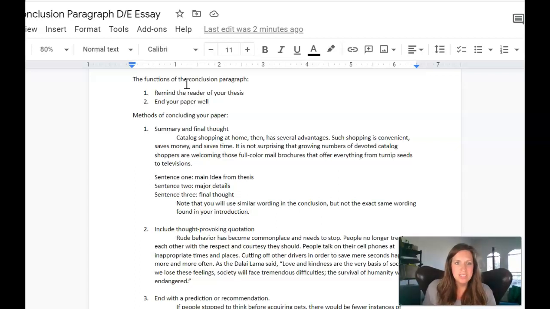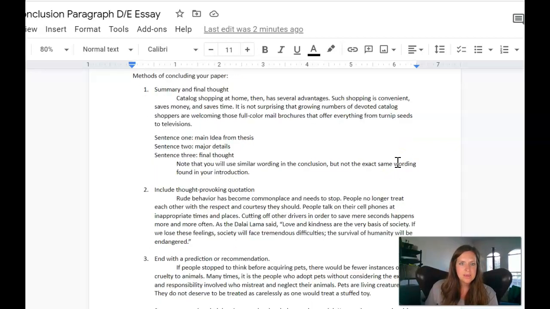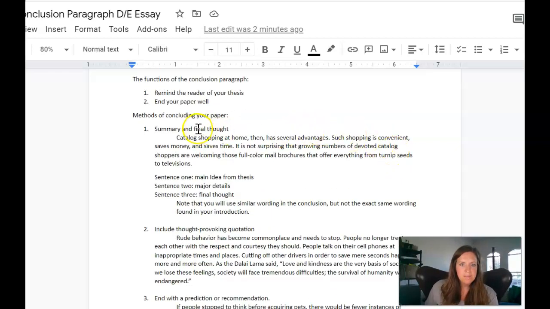So there are two functions of the conclusion paragraph. The first one is to remind the reader of your thesis. So you're going to rewrite your thesis in a little bit different language and put that in your conclusion paragraph. Also, you want to end your paper well. It's important that we're intentional about writing our conclusion paragraph. You want to leave a good taste in your reader's mouth about your paper. So end your paper well. Okay, so how we're going to do that is we're going to give a summary and a final thought.